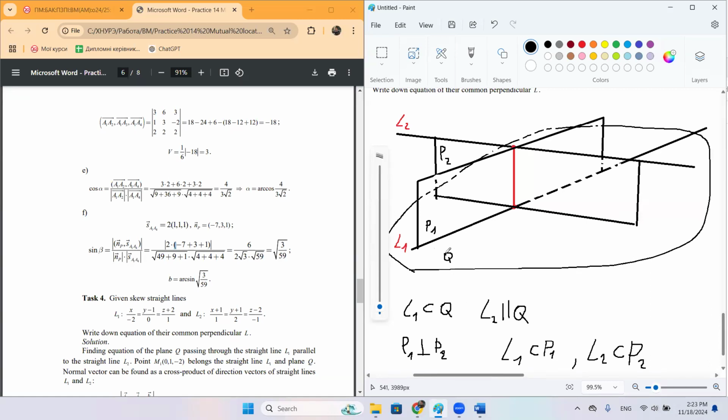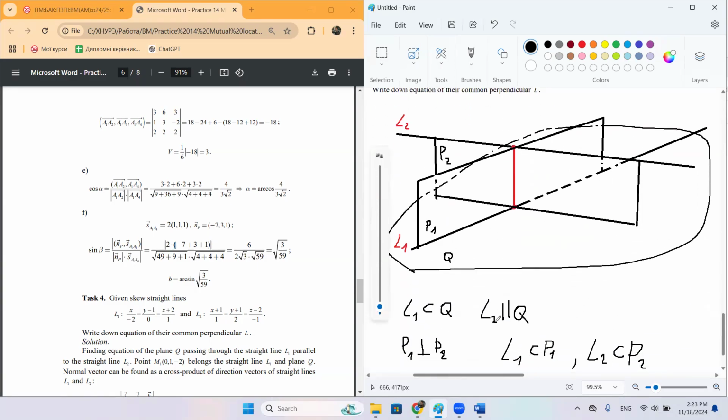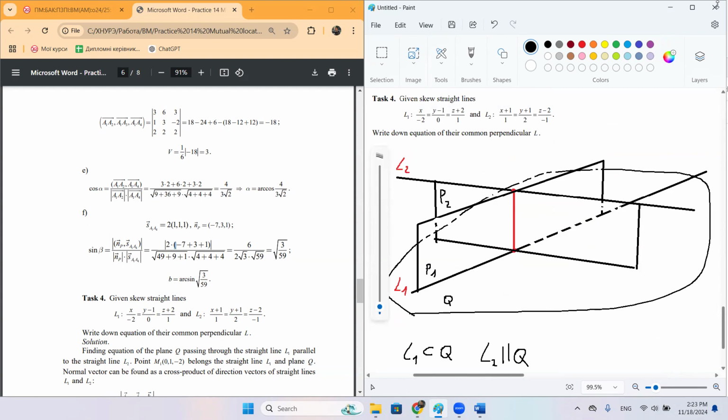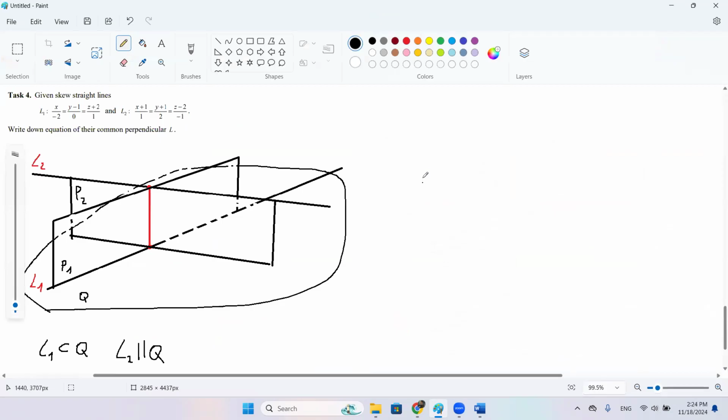So, by the way, how to find the plane Q? Do we have everything for it? Or do we need to find also its normal vector? Yeah, we have everything. Well, we need to find the normal vector for the plane Q. We won't calculate it, but just write down the formula. Okay, go on.